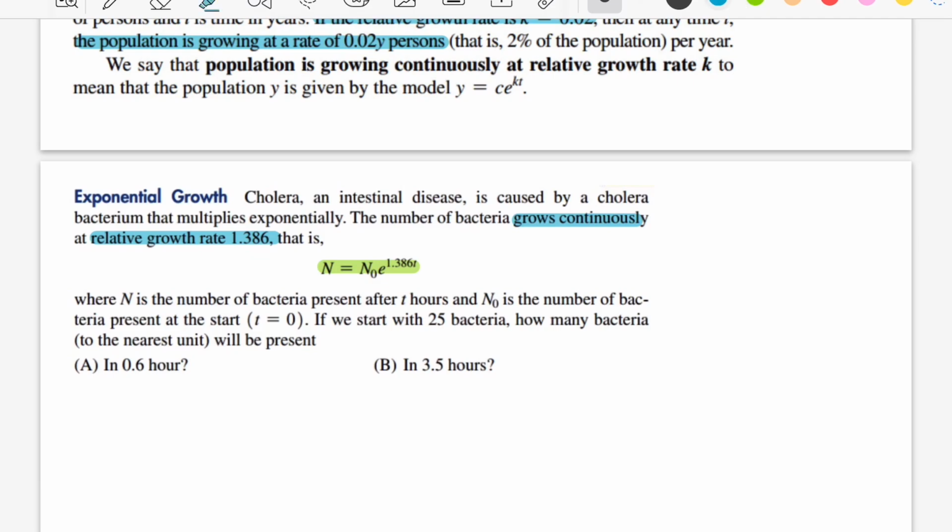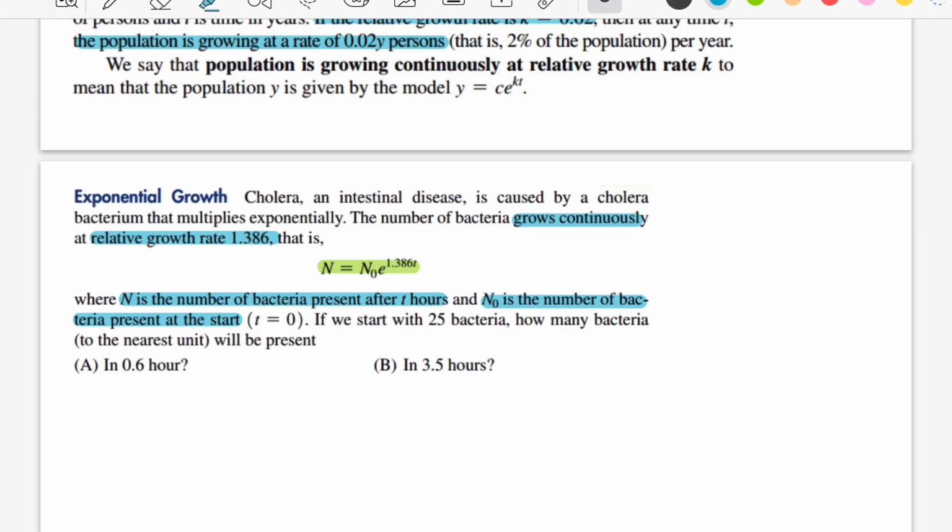Now, N is going to be the number of bacteria present after a certain amount of time, and then N naught here is the number of bacteria present at the start, so our initial amount. And this N sub 0 here is pronounced N naught, and whenever we see a number with this 0 here, that's always going to indicate that that is our initial amount.